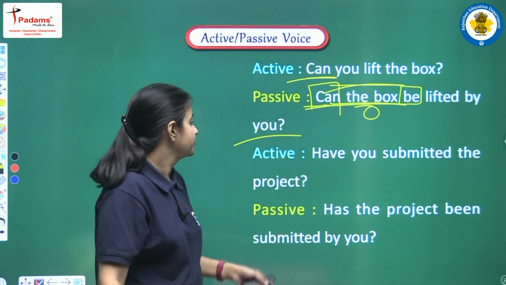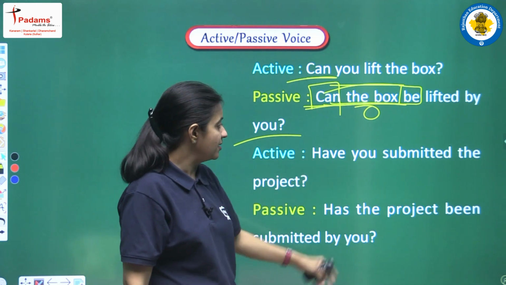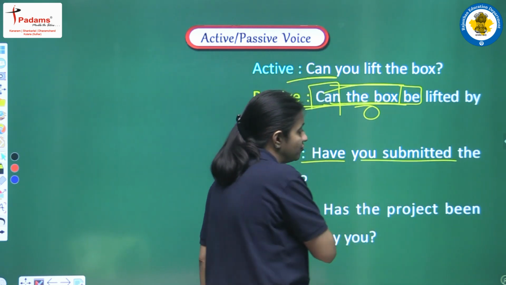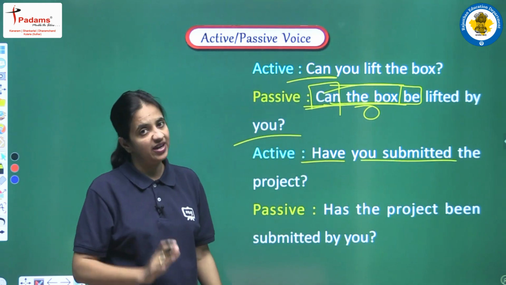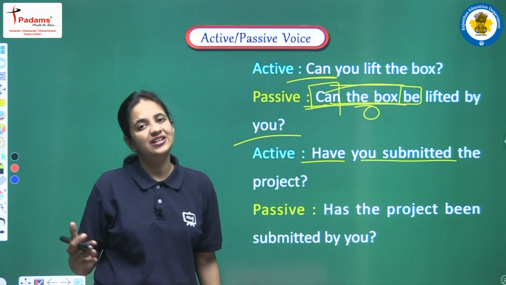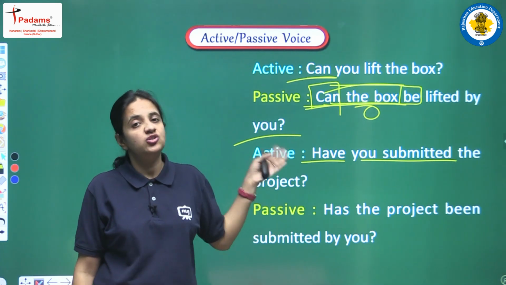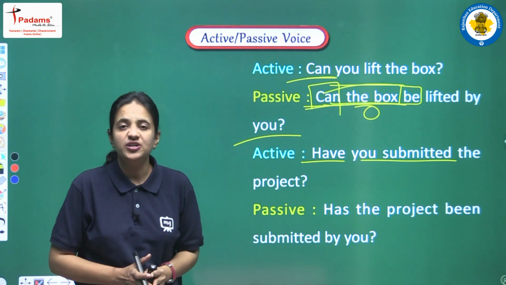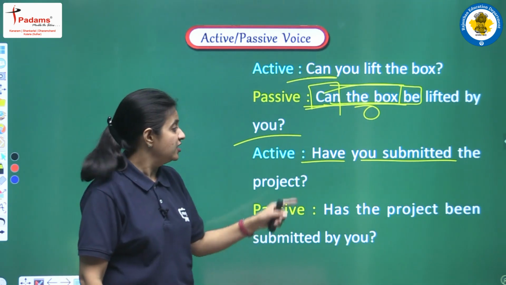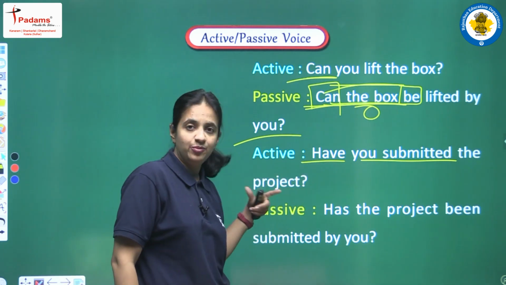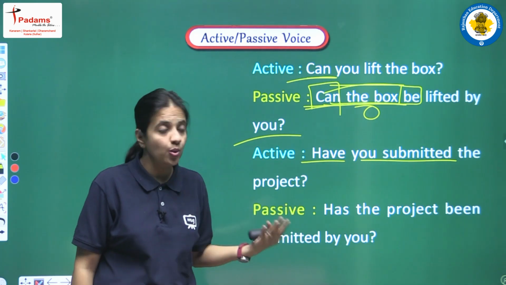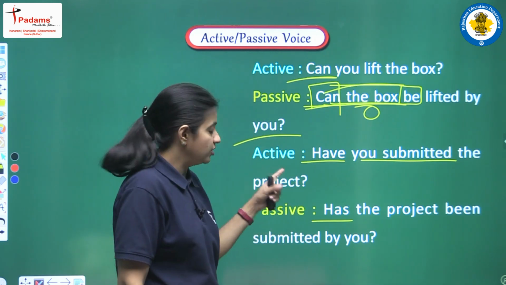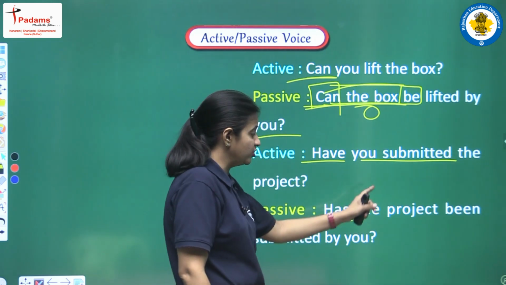Another example, have you submitted the project? So here we are having have plus third form. So this is present perfect tense. So now we all know that when we are having present perfect, while making passive voice we have to add been. So our options are has been or have been. So look at the object, that is the project. The project, it's a singular one. So for singular, we always use has. So again our answer will be has the project been.